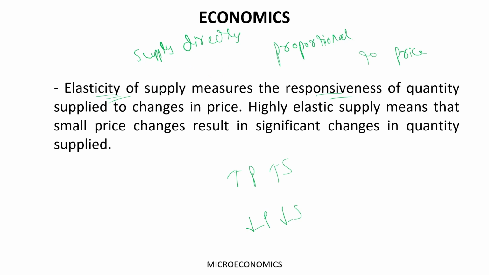So here, elasticity of supply measures the responsiveness of quantity supplied to changes in price. If the price was 10, I was supplying 50 units. But now the price is 20, then I will supply 100 units because of my profit margin. The more I sell, the more I will get.